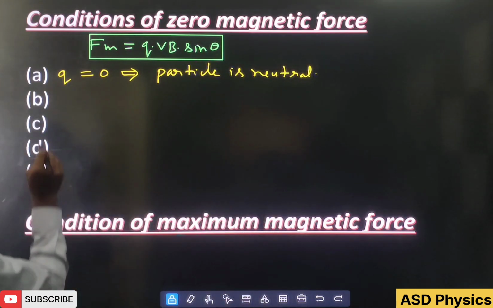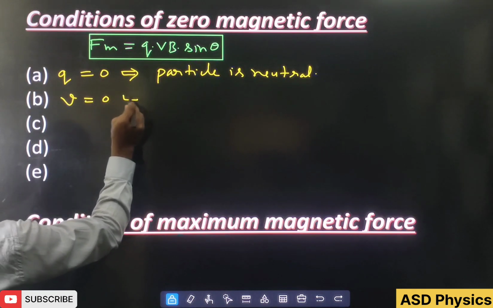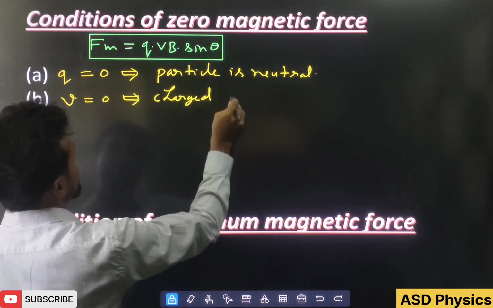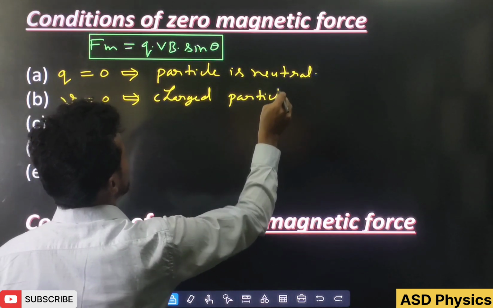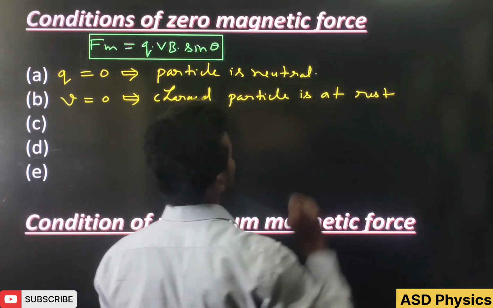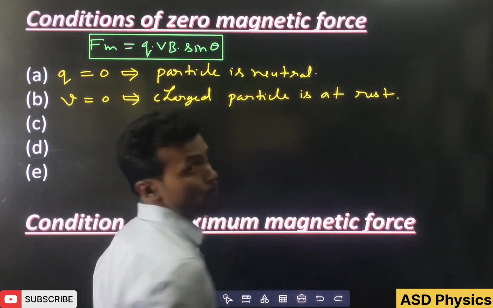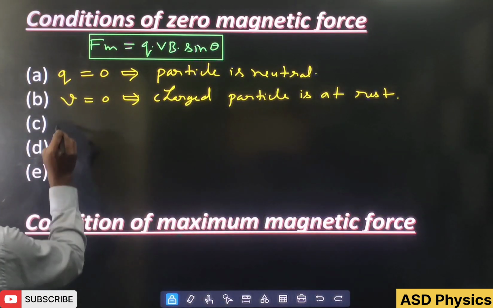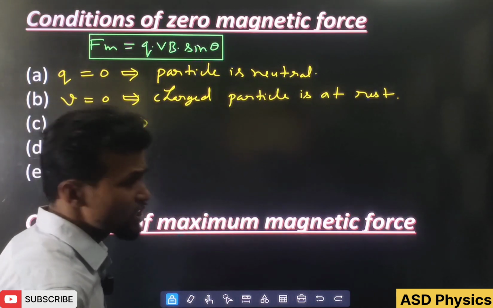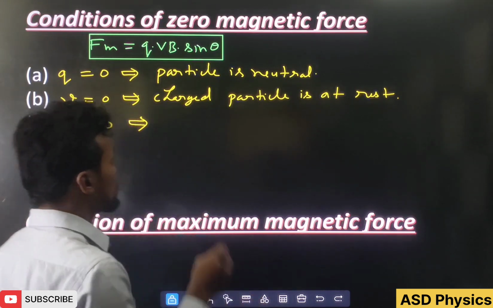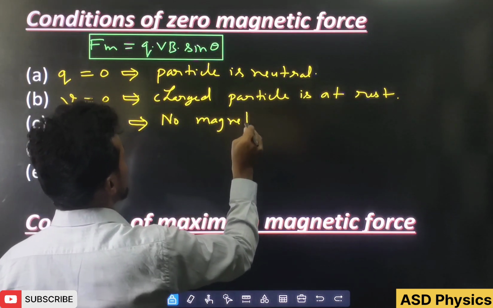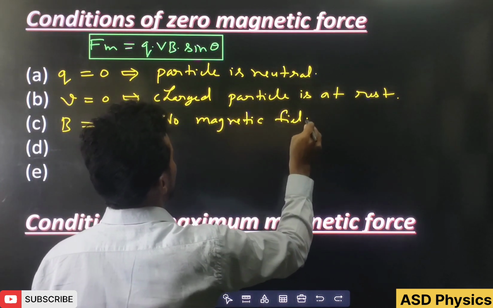Second thing we can write here, V equal to 0. That means the charge particle is at rest. Then also the magnetic force will be 0. Next one, B equal to 0. That means the charge particle is moving but the magnetic field is not there. So no magnetic field. At that time also the magnetic force will not be possible.